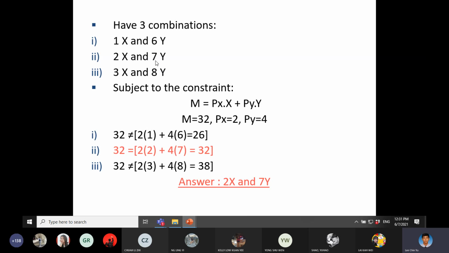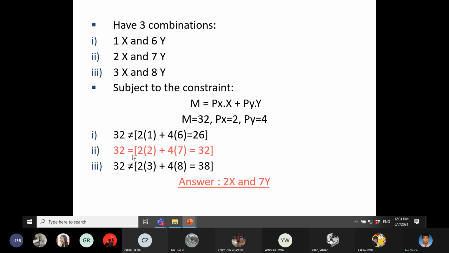But now the second condition is we try to utilize all the income that we have. We want to see what will be the maximum utility that we can gain if we utilize all the income that we have. So we go for the second condition, right? We notice that in combination number 1, we only utilize 26 ringgit, meaning that our utility can still increase if we consume more of X and Y, because we still have money left.